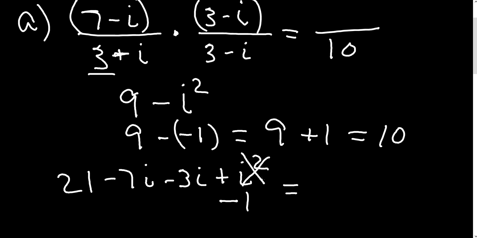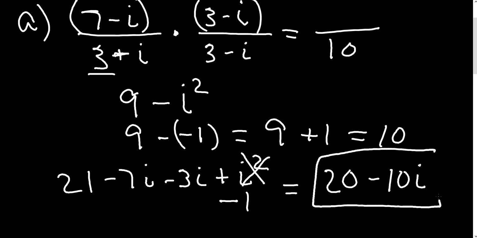Okay, and now I'll combine my like terms. So what I got? 21 minus 1 is 20. And then negative 7i minus 3i is negative 10i. And that's my numerator. It's going to go up here: 20 minus 10i. Then you could rewrite this, I'll scooch over here a little bit.